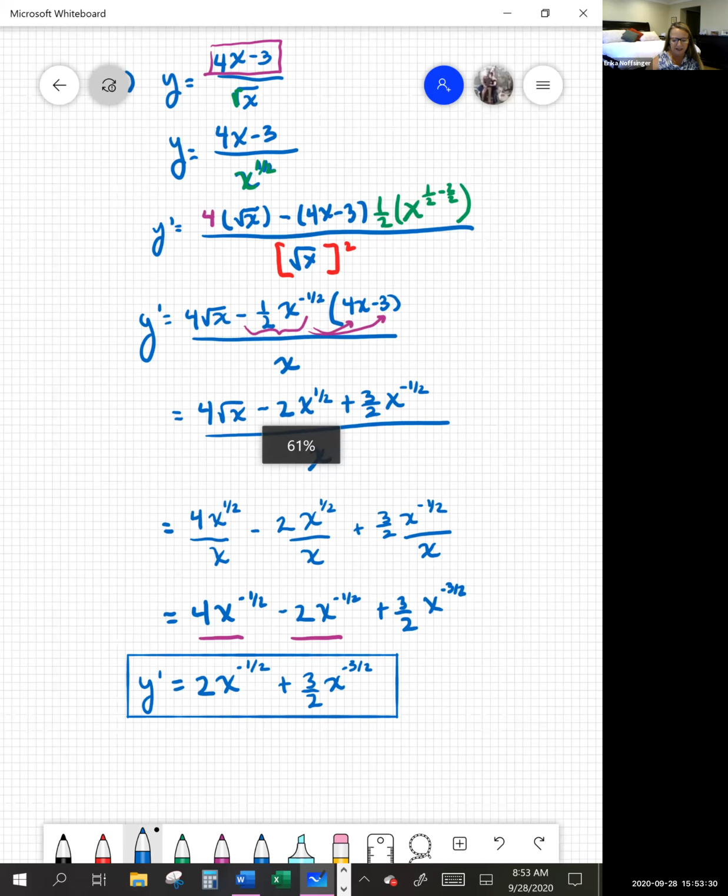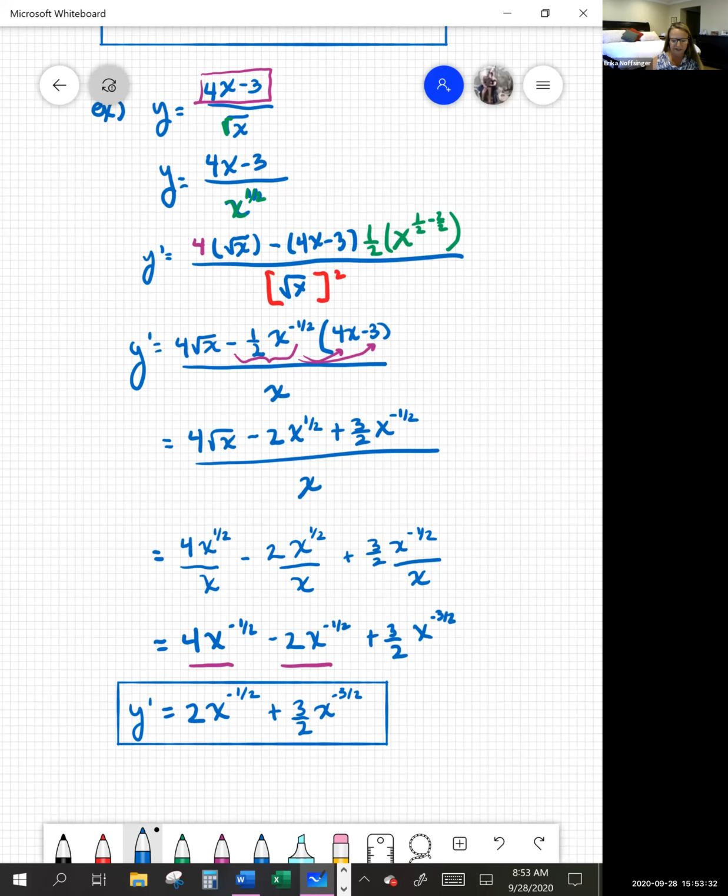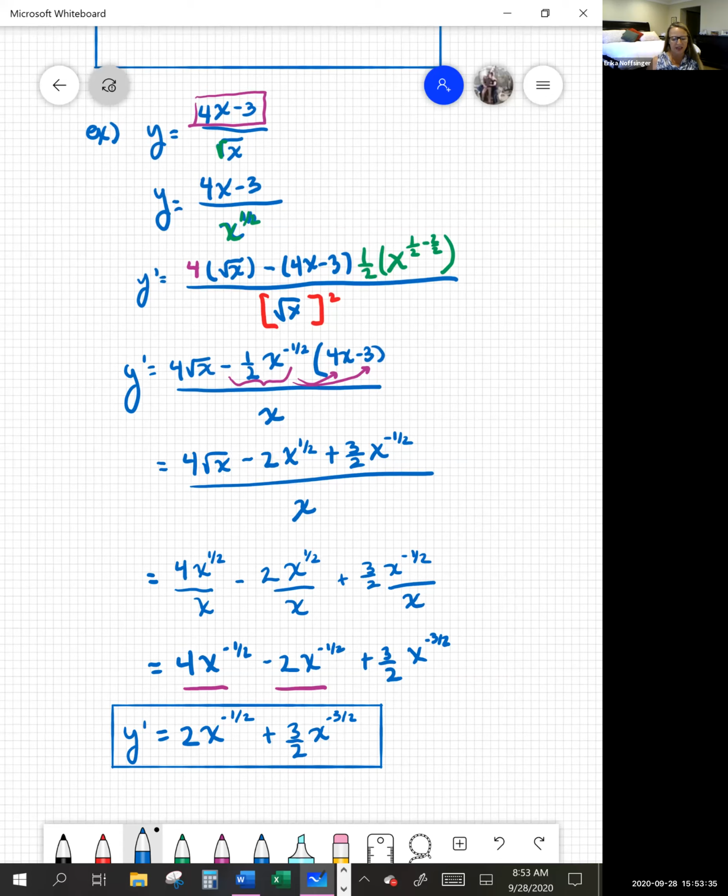So there, technically, I think that was a lot harder to use that quotient rule. And that was another case that we could have manipulated and rewritten before we took the derivative.